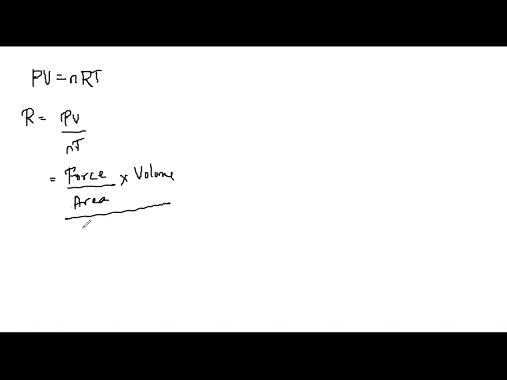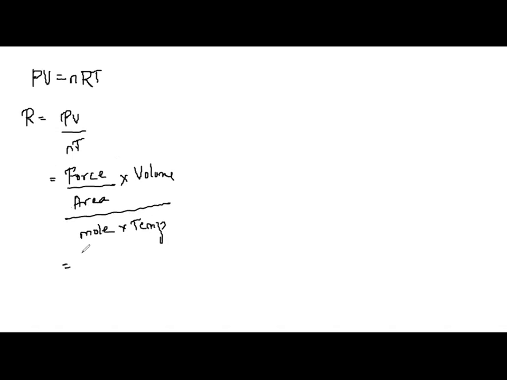PV = nRT. Now, as I said, R is the universal gas constant. From this equation, what is R? It is PV upon nT, correct? That is nothing but pressure into volume upon mole into temperature. Therefore, what is pressure? It is force per unit area. So force upon area into volume, divided by the number of moles into temperature, correct?